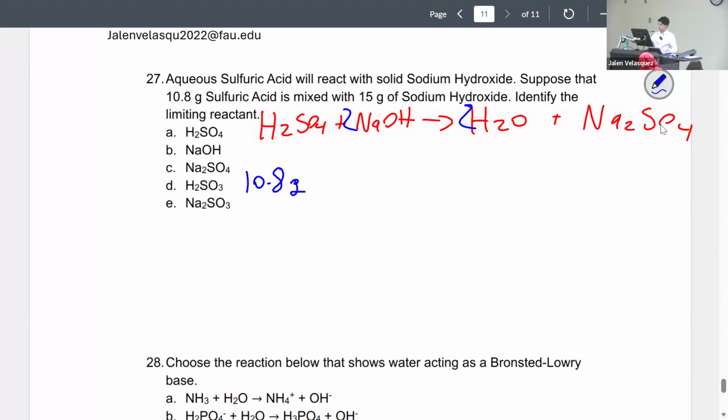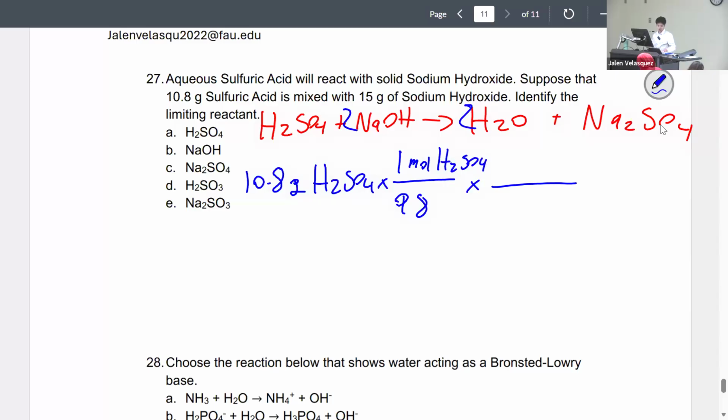10.8 grams sulfuric acid. Convert that to moles. The molar mass is 98. Then go to the moles of water.